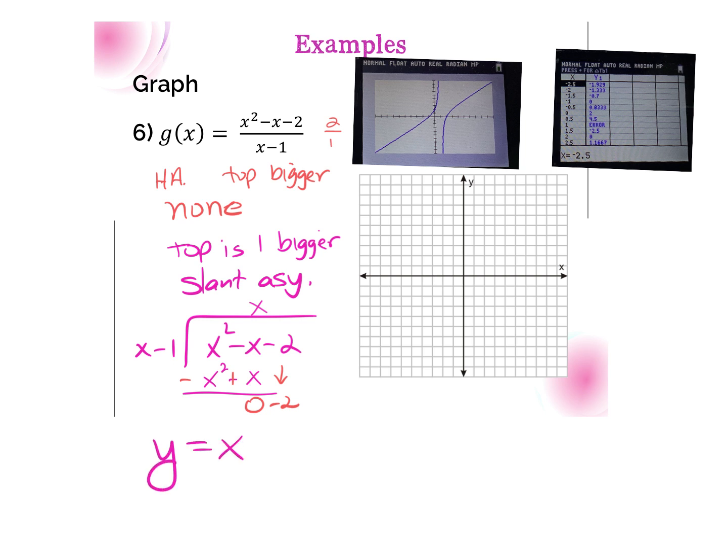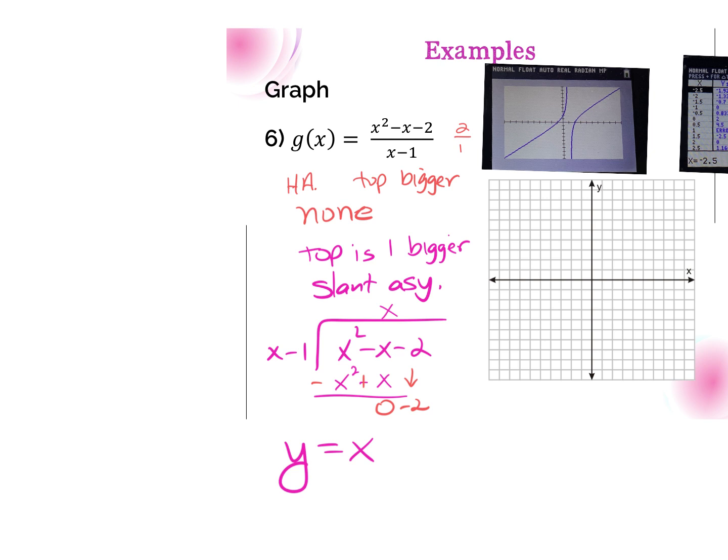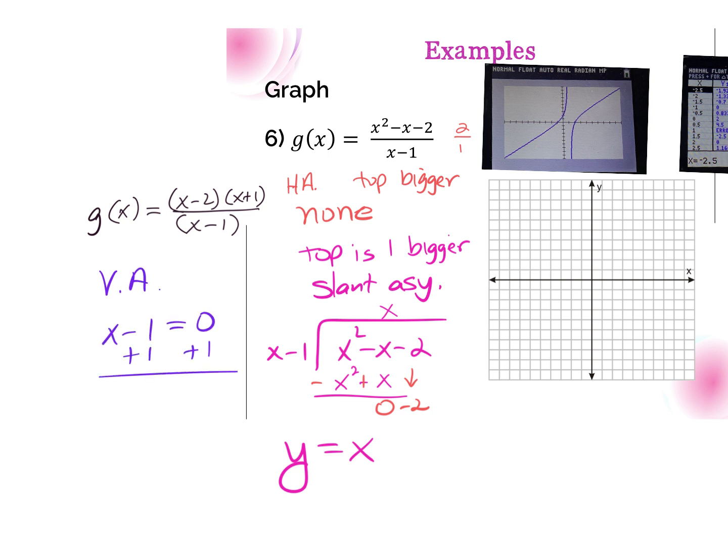Now let me go ahead and see if I can simplify my function and see if anything cancels. So I can see if there's any factors of -2 that will give me a -1. So g of x equals x minus 2, x plus 1 over x minus 1. Notice nothing cancels. So there's no holes. So for my vertical asymptote, all I have to do is set the denominator equal to 0. So x equals 1 is going to be my vertical asymptote.